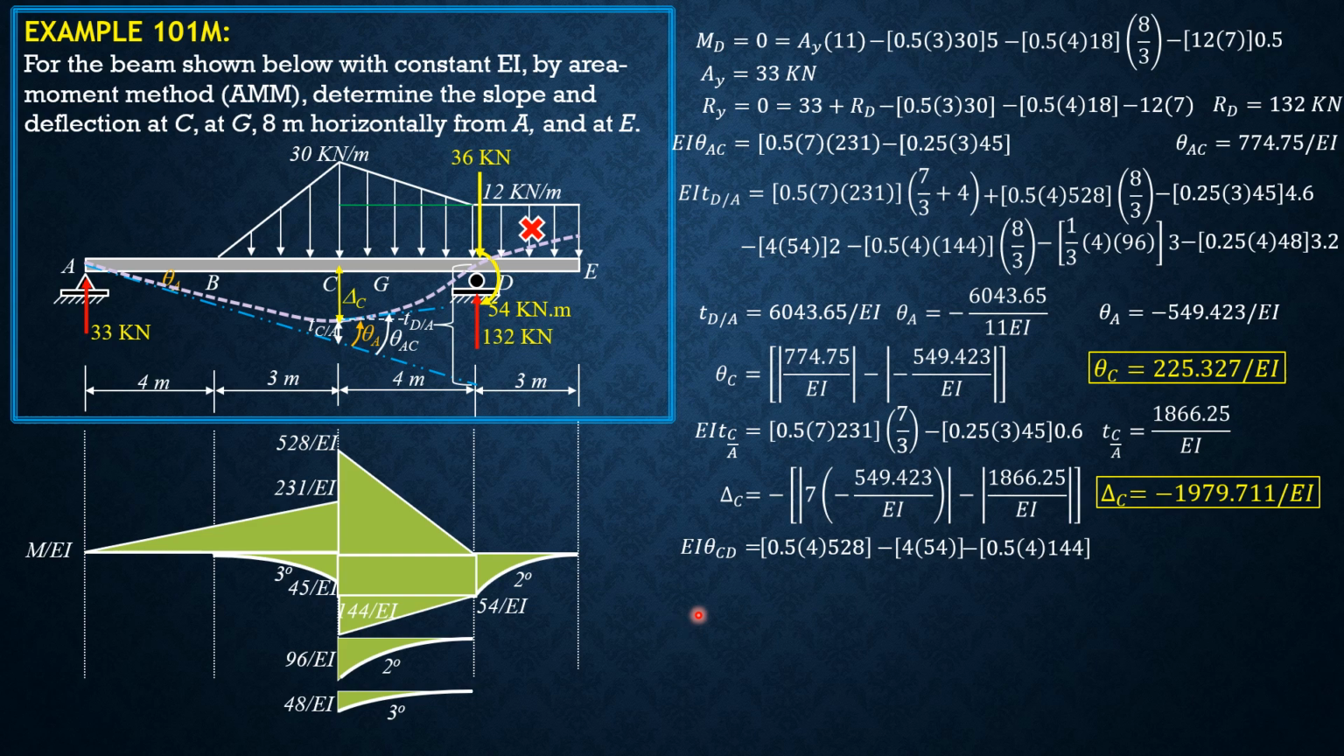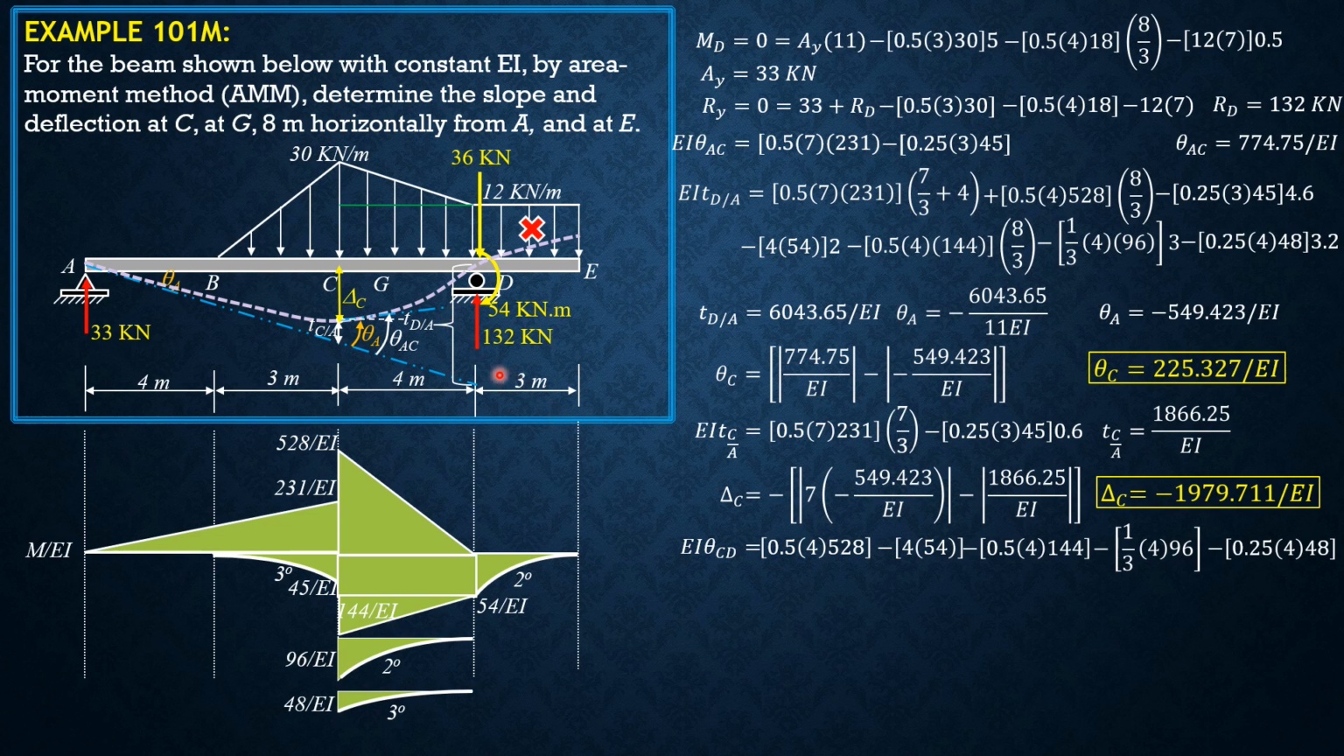So theta CD using your calculator is equal to 376 over EI. That's the angle formed between the tangent at C to tangent at D. Since this is positive, it means counterclockwise rotation from C to D. So this is the tangent at D, then this angle between them is theta CD.